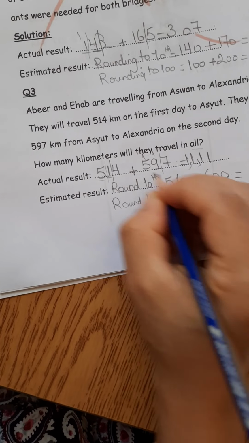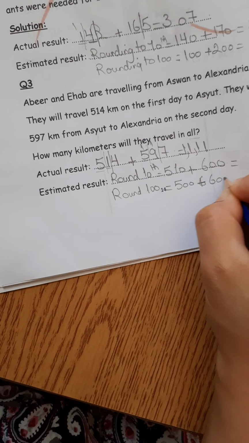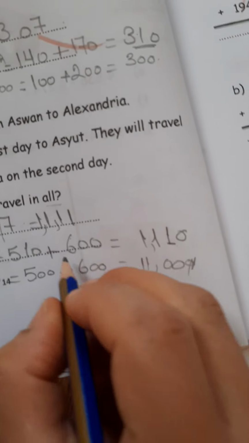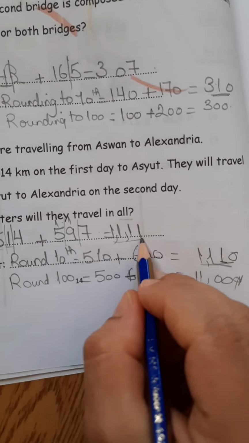Here I will round to the nearest 100. This one will be 500, this one will be 600. My answer will be 11 and two zeros, 1100. Which is closer to the answer? I find that rounding to the nearest 10 is closer to the actual result.